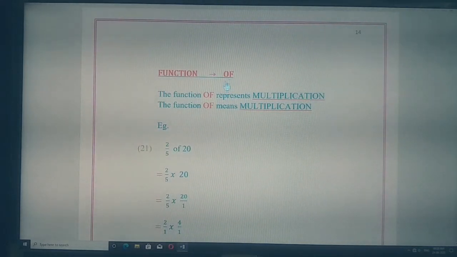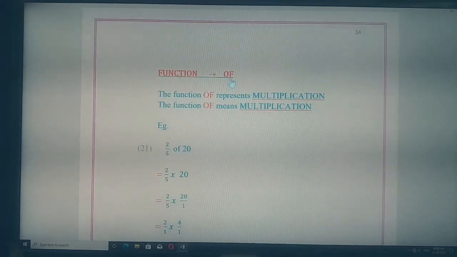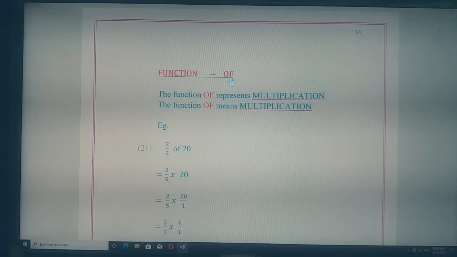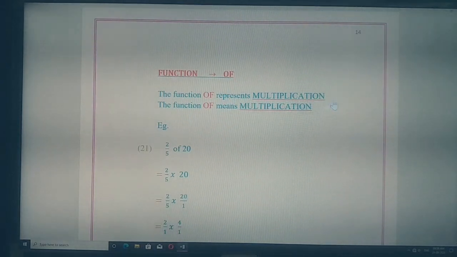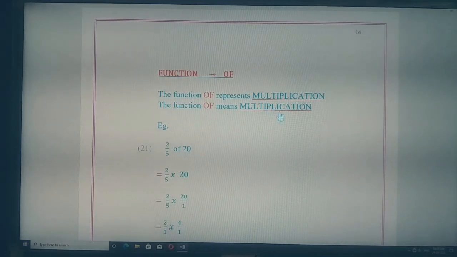Now in fractions, many times the word "of" is given while doing calculation. For example, 2 upon 5 of 20. So "of" here means multiplication. The function of "of" represents multiplication. The function of "of" means multiplication.